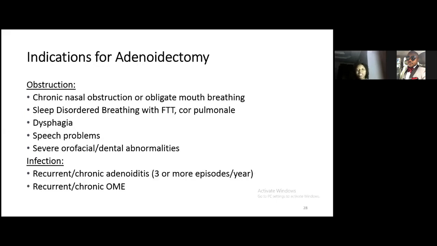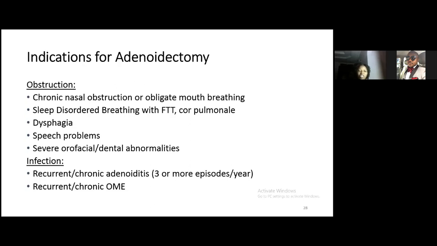Indications for adenoidectomy in case of obstruction: that's in case of chronic nasal obstruction or obligate mouth breathing, when there's sleep disordered breathing with failure to thrive, or cor pulmonale, when there's dysphagia, speech problems, severe oropharyngeal or dental problems. Now you can do an adenoidectomy.